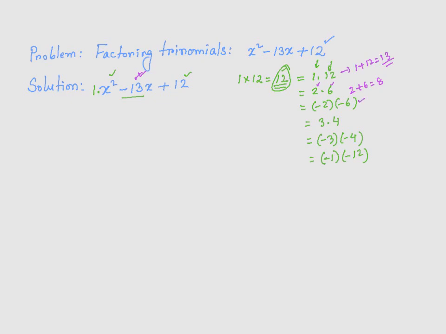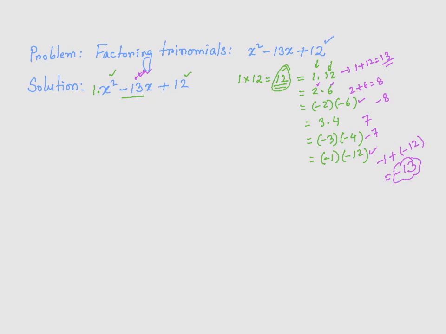Negative 2 times negative 6 is positive 12, but negative 2 plus negative 6 is negative 8, not negative 13. Then 3 times 4 is 12 also, but 3 plus 4 is 7, not negative 13. Negative 3 times negative 4 is positive 12, but negative 3 plus negative 4 is negative 7, doesn't work. Finally, negative 1 times negative 12 is positive 12. However, negative 1 plus negative 12 is, by the way, negative 13. This is exactly what we have.